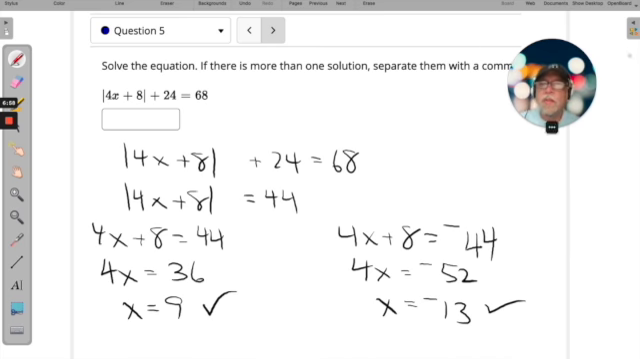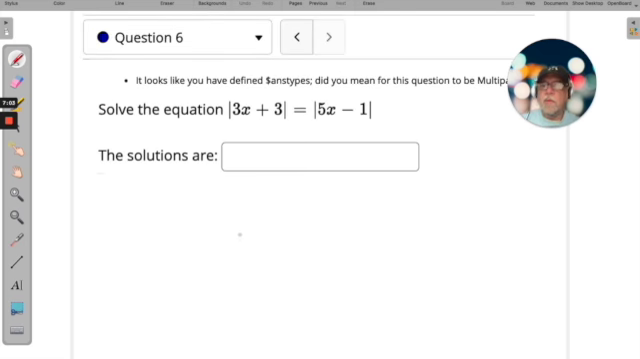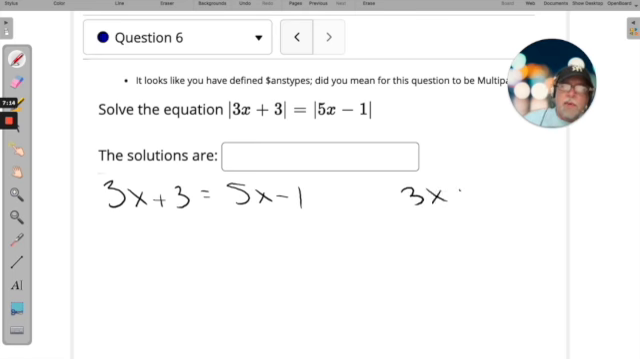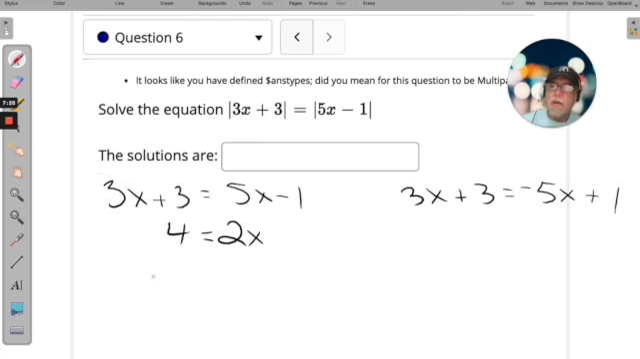And then the last one, number 6, would be to do this one. This is that last type of problem that I told you about today. So we're going to go ahead and set it up. 3x plus 3 is equal to the normal 5x minus 1. But 3x plus 3 at the same time will be equal to the negative 5x plus 1. Just reverse the signs of everything you see. Subtract 3x, you'll get 2x. Add this 1, you're going to get a 4. x is equal to 2.